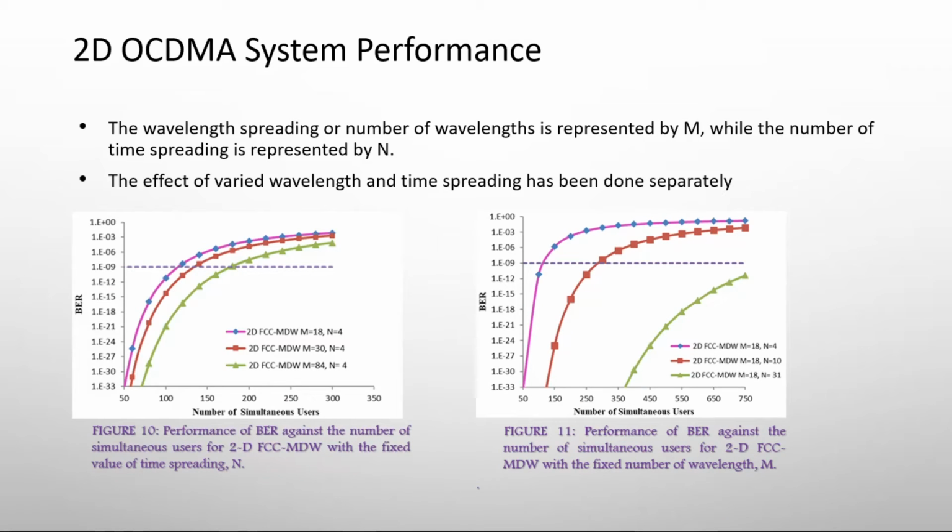This is the graphical representation for 2D OCDMA system performance. The wavelength is represented by M, while the time is represented by N. This graph shows BER versus the number of simultaneous users. In figure 10, the number of time spreading is fixed at 4, while it has a different number for the wavelength spreading. For figure 11, the number of wavelength spreading is fixed at 18, while it has a different number of time spreading.